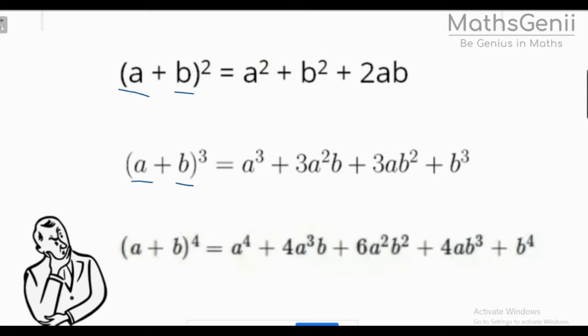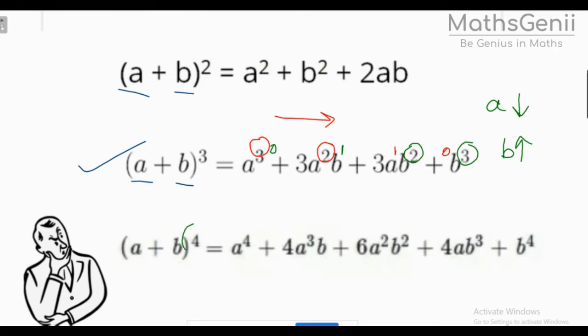Now before starting this, observe these sequences. First we'll observe this. If you see the power of a, it's 3, it's 2, it's 1 here, and there is no power of a, so 0. So it's decreasing. The power of the first term a is decreasing. Now if you look at b, here b is 0, here b is 1, here b is 2, and here it is 3. So the power of a is decreasing and the power of b is increasing, correct?